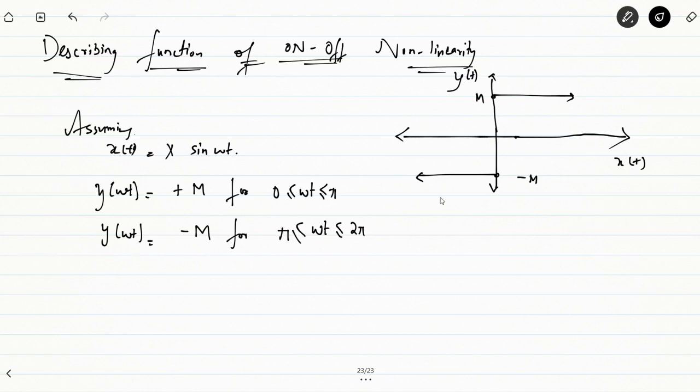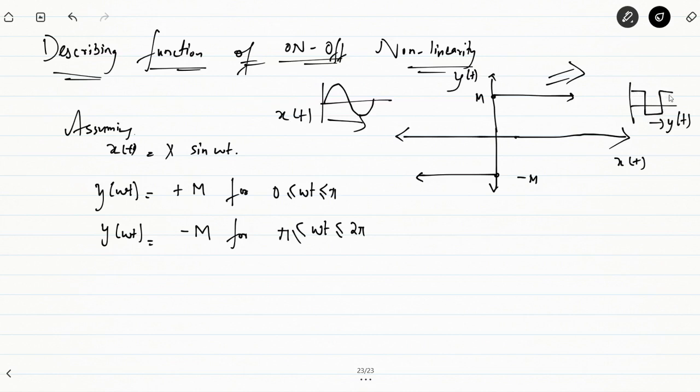This is your on-off nonlinear element. You are applying a step input to it. You need to find out what will be the value of y. Fine. So what you are actually doing is applying a sinusoidal input to it, and you need to find out what will be the value of y.